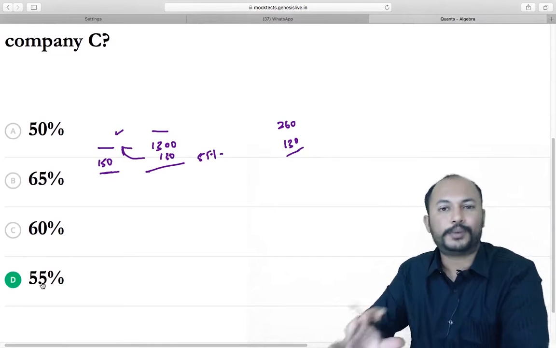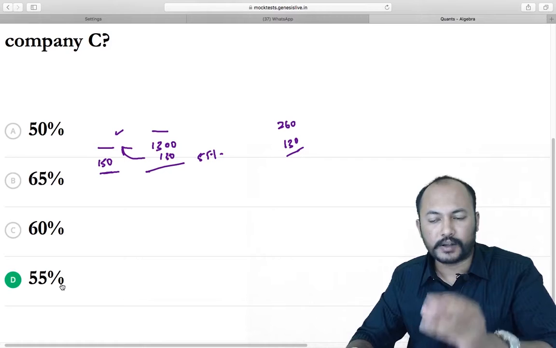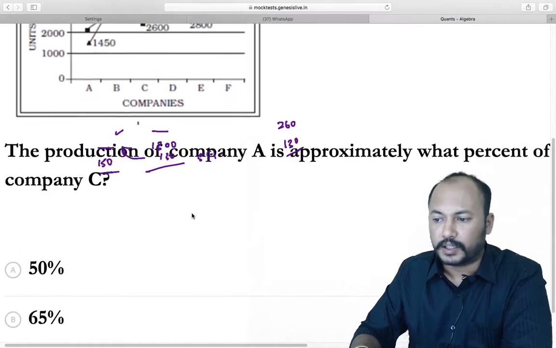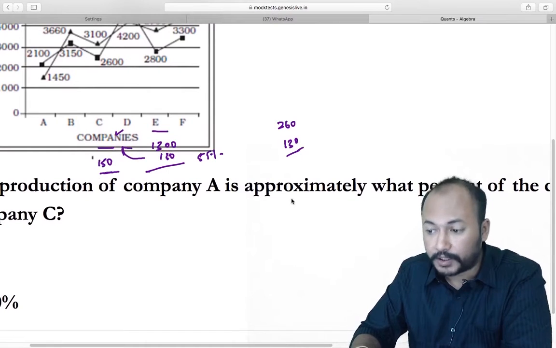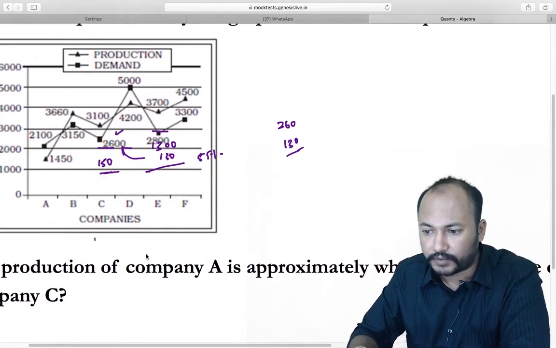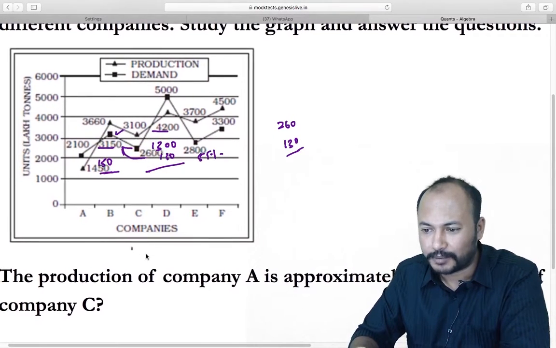Look at option D. Clear? In fact, if you have to go with the actual answer, it has to be a little more than 55%. All right. Anyways, since they have clearly mentioned approximately, we'll go with this. Hope the explanation was clear. What I have done here is pretty simple actually. One second, let me try to adjust.